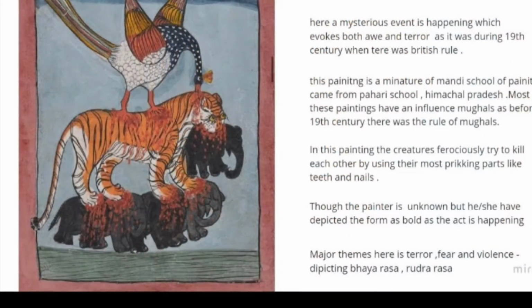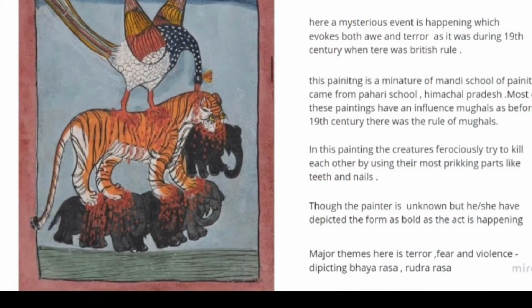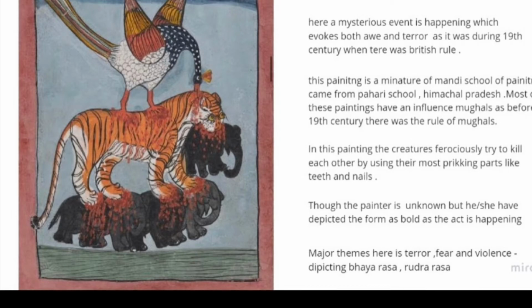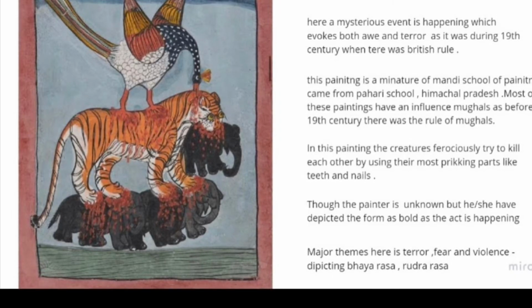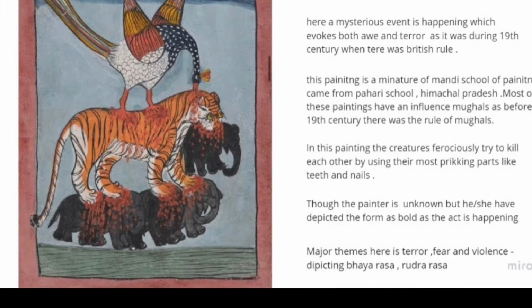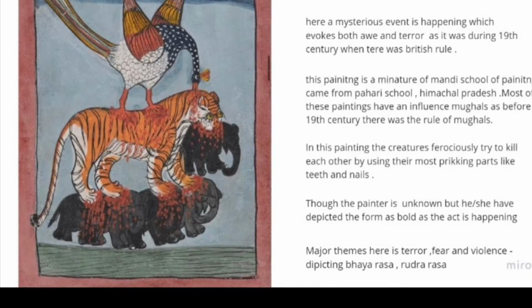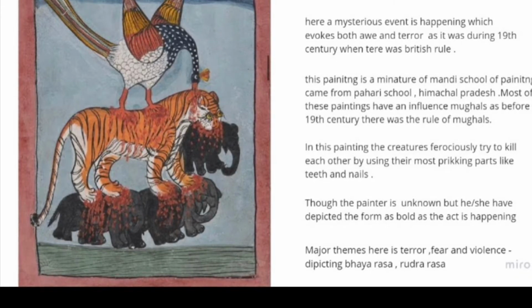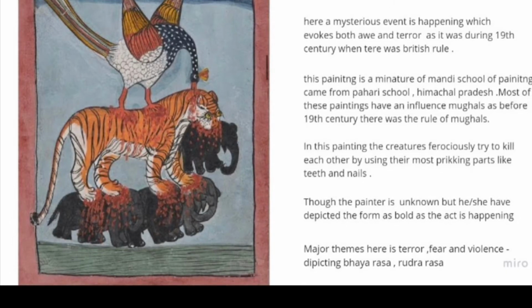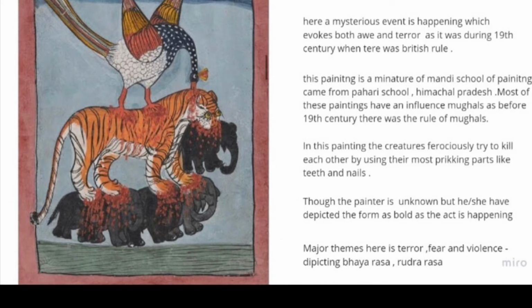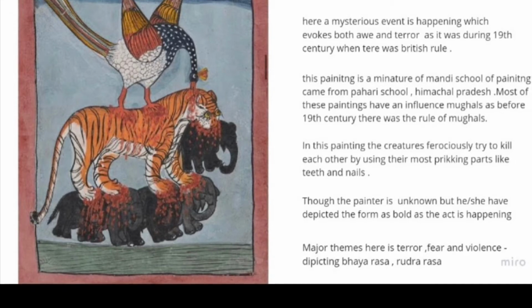Moving towards the interpretations, the first interpretations I made according to my research. Here a mysterious event is happening which evokes both awe and terror. It was during the 19th century when there was British rule and a revolt happened. This painting is a miniature painting in which we can see the influence of the Mughals, as it was the 19th century and there was a rule of Mughals.